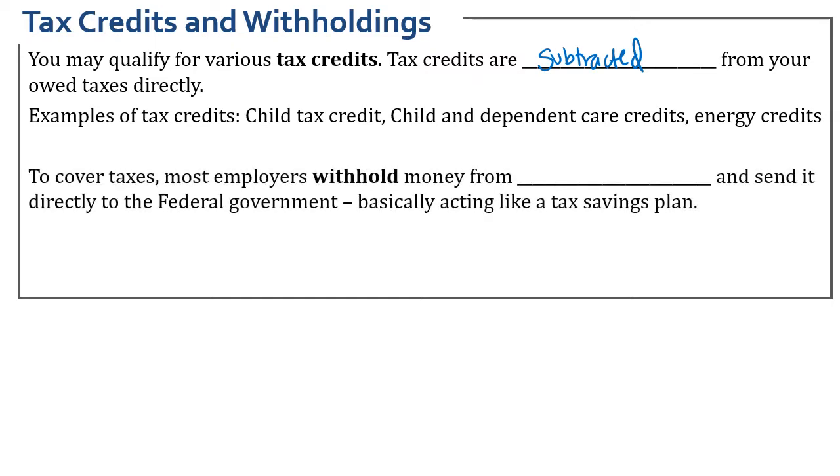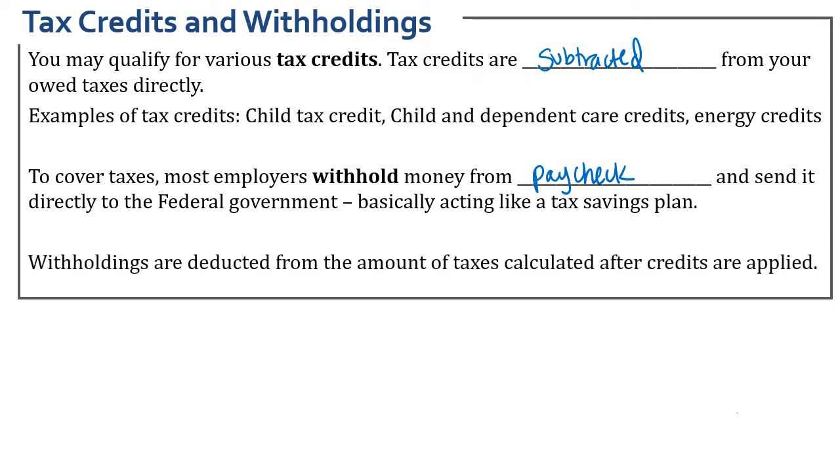So to cover taxes also, on top of tax credits, most employers are going to withhold money from your paycheck. If you look at your paycheck, you can usually see where federal taxes were taken out. And they send that directly to the federal government, which basically acts like a tax savings plan. So withholdings are deducted from the amount of taxes calculated after credits are applied.